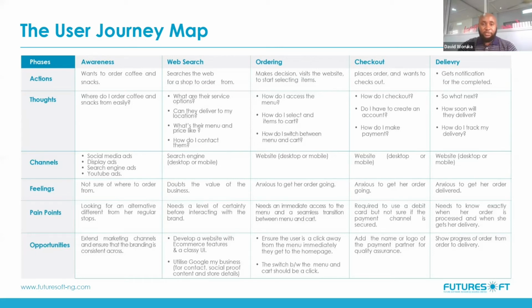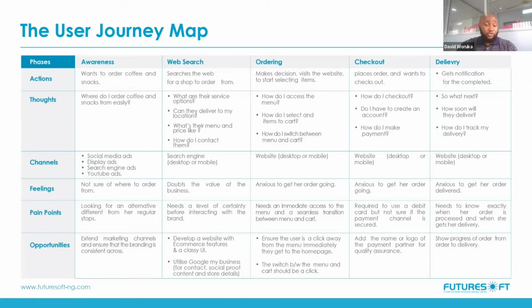But I may not spend time going through the entire process. Basically, for the web search, you see her thoughts as well. What are the service options? Can they deliver to my location? What is their menu? These are the thoughts she's considering. For the channel, still search engine. For feelings, she doubts the value of the business. So for the pain points, she needs a level of certainty before interacting with the business. If she wants to interact with the business, she needs to know these new people, who are they, you see.